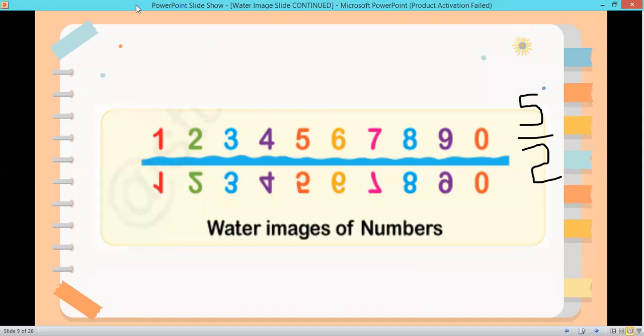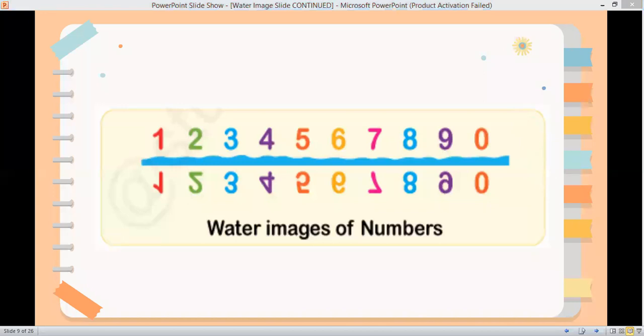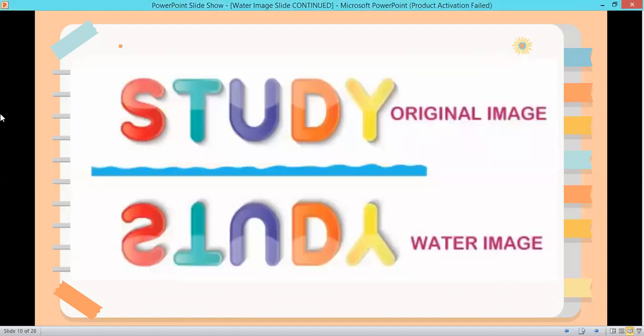For example, we can see more about this kind of thing. In this example, you can see I've given a word, study. So this is the original image. Also remember one thing: in water image, suppose you are given a question. The answer will start from the first part only. The answer will start from the first part only. The only thing that changes is that the whole word will be inverted, upside down.